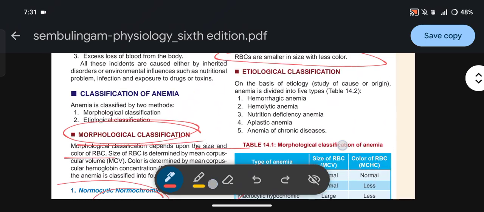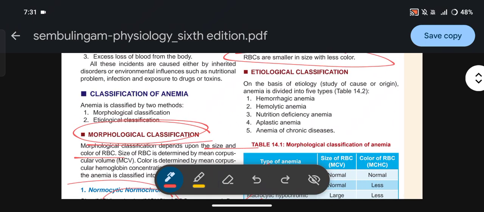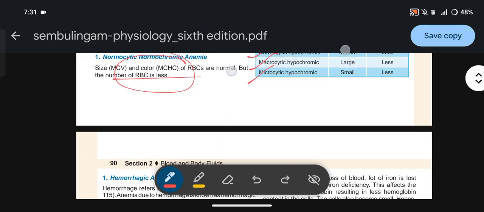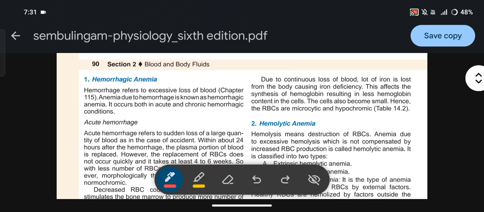Now come to the etiological classification of the anemia. On the basis of etiology, or study of cause or origin, anemia is divided into five types. One is hemorrhagic anemia, one is hemolytic anemia, one is nutrition deficiency anemia, one is aplastic anemia, one is anemia of chronic disease. So what are the five major classifications? Hemorrhagic, hemolytic, nutrition deficiency, aplastic, anemia of chronic disease. So let us start one by one.